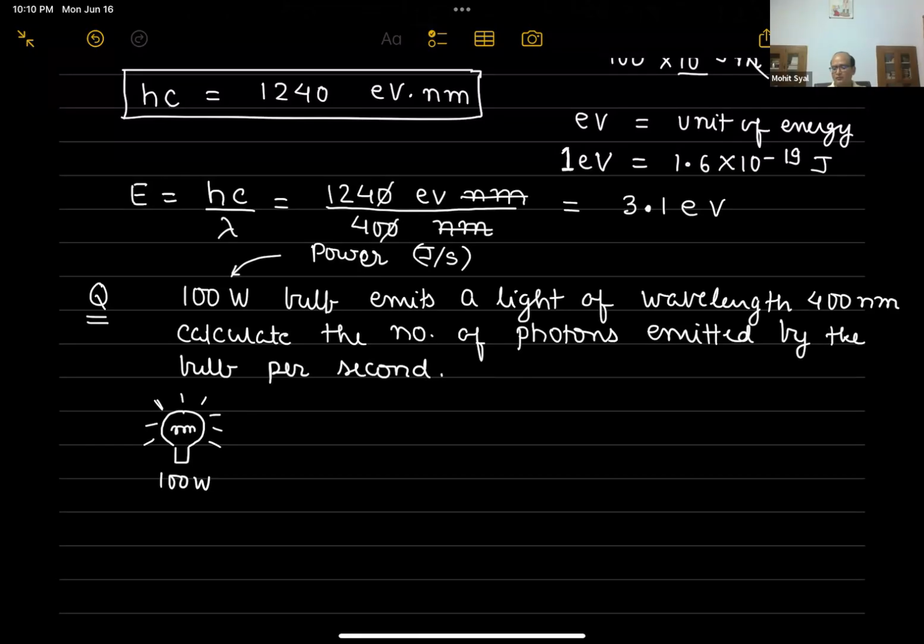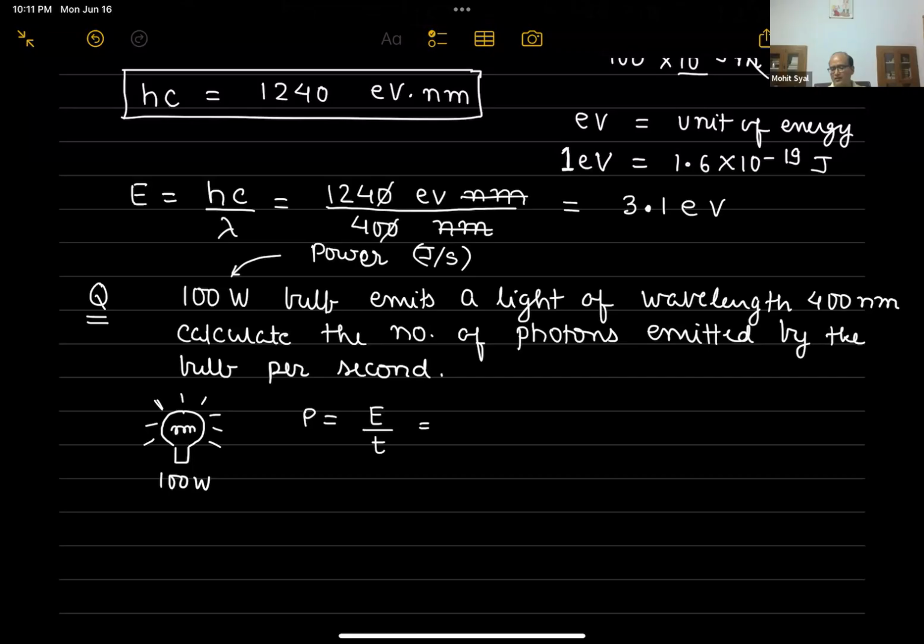So this is the energy per unit time. Power is what? Energy per unit time. This you might have studied in your junior classes also, in 10th class also, and you will be studying it again. So energy per unit time is power, and this is the power of the bulb, that is 100 watt.